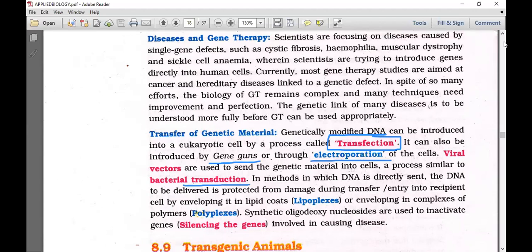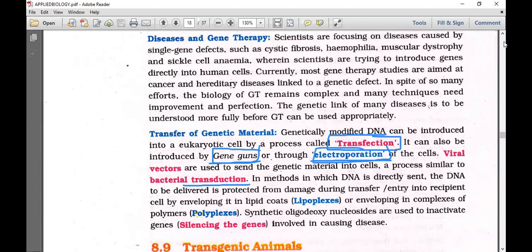Directly sending inside is transfection. If we are using vectors, that we call transduction. Viral vectors are used to send the genetic material into the cell, a process we call transduction. Either it may be bacterial or viral transduction. Without a vector, if you want to send directly, how do we send? By gene guns or by electroporation.